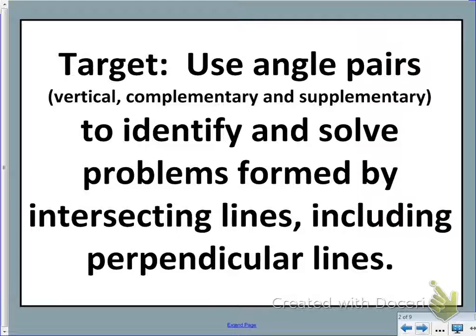Welcome, geometry students. Today we're going to be talking about the next target, which is to use angle pairs, specifically vertical angles, complementary angles, and supplementary angles, in order to identify and solve problems formed by intersecting lines. This is also including perpendicular lines.